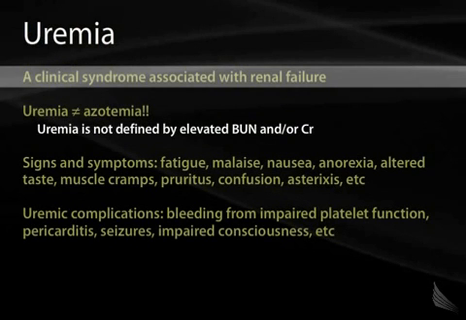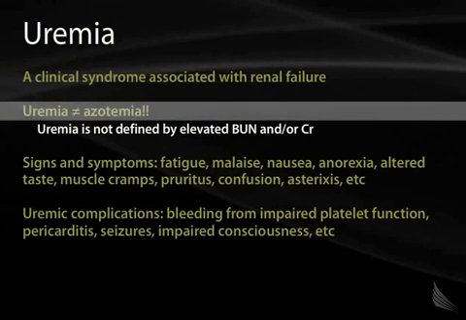Uremia is a clinical syndrome associated with renal failure. Important to remember that uremia and azotemia are not equal. Azotemia is defined as accumulation of the markers of renal function, including blood urea nitrogen and serum creatinine. There is no clear level of BUN or creatinine that equates to uremia.